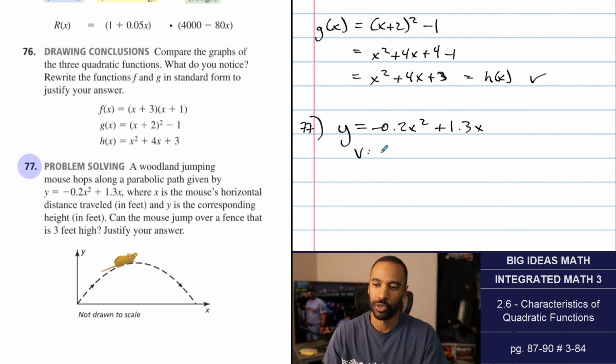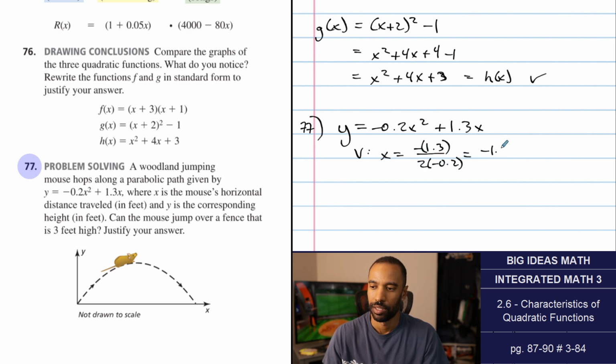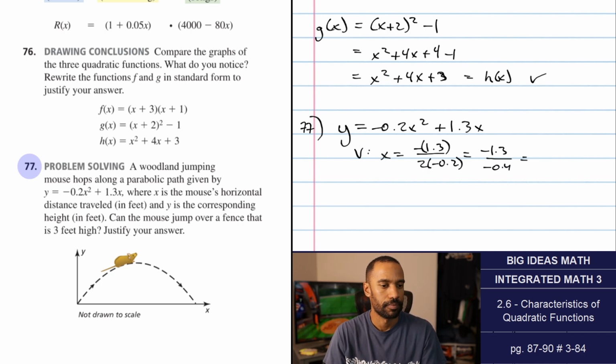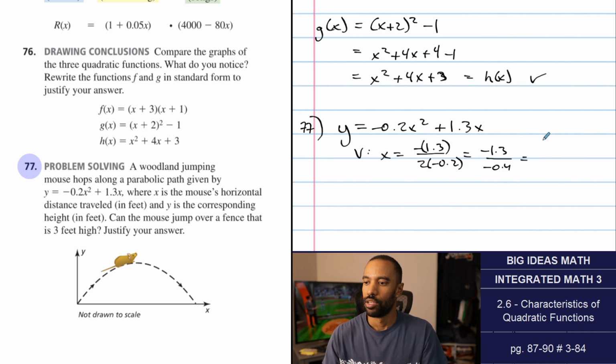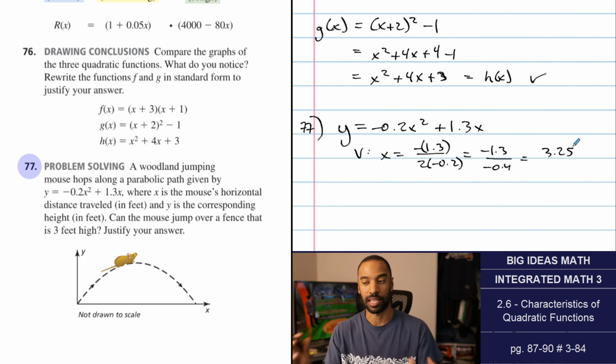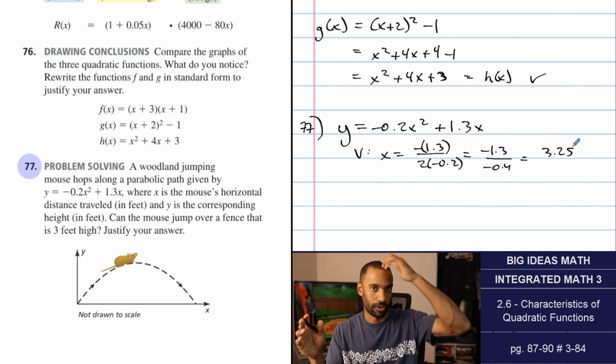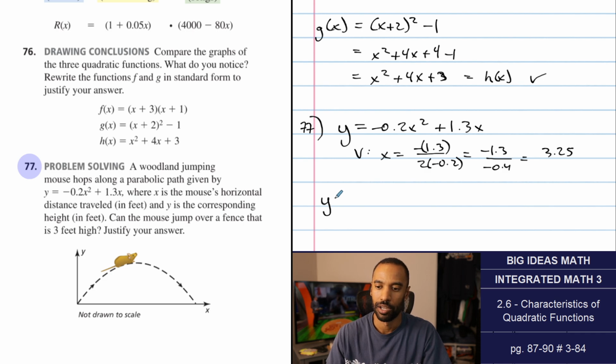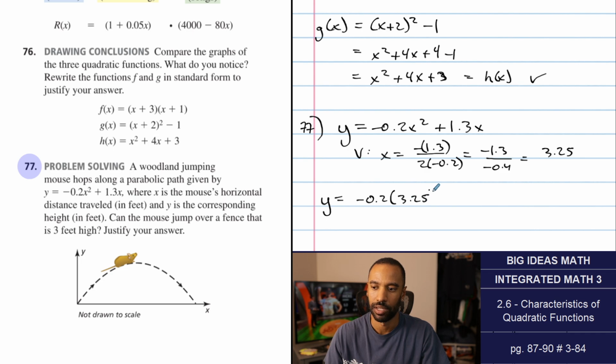Our vertex x value, even still, will be negative b over 2a. I don't want to mess that up. So 3.25, that's the horizontal distance. We have to find the vertical. We have to now plug in 3.25 into here. So for y, we're going to do negative 0.2 times 3.25 squared plus 1.3 times 3.25. I'm going to say no, I'm going to say it's going to crash into the fence, but I have no idea.